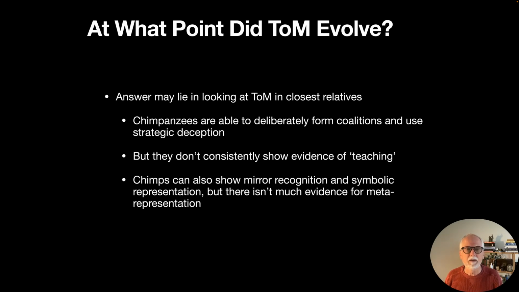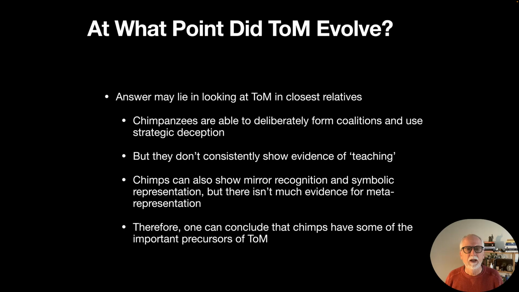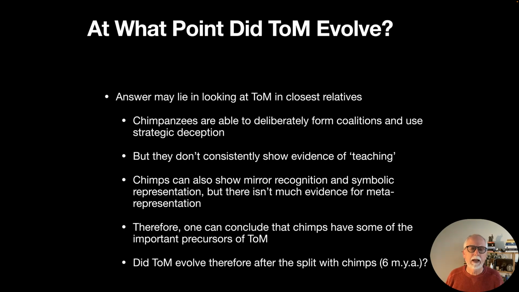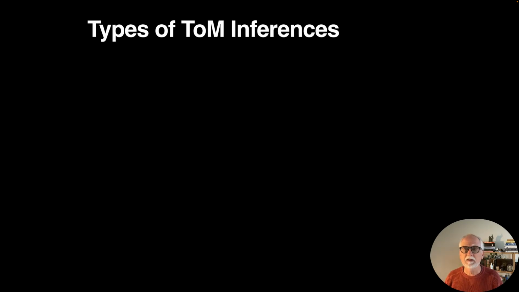Chimps can also show things like mirror recognition and symbolic representation, but there isn't much evidence for meta-representation. Therefore, one can conclude that chimps have some of the important precursors of theory of mind, but they just can't do the full-on theory of mind that we do. So the idea is that perhaps theory of mind evolved after the split with chimps, maybe 6 million years ago, where we have that evolutionary branch. Sometime since then is when theory of mind evolved in our ancestors.